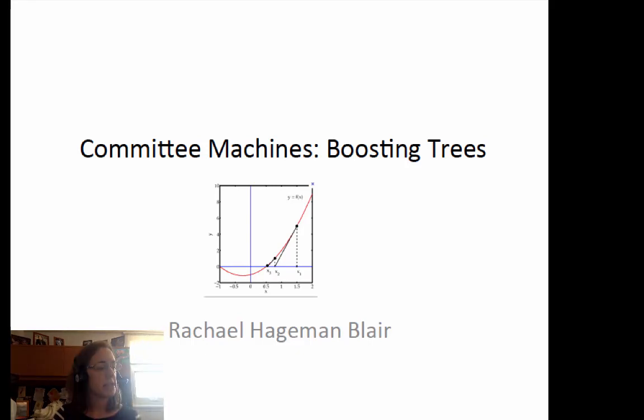Okay, so in this presentation, we're going to be discussing another type of committee machine, and it is boosting. In particular, we're going to focus on boosting trees, although boosting is a general strategy for strengthening a classifier. This topic is talked about in chapter 8 in the Introduction to Statistical Learning, but this presentation is going to follow chapter 10 in the Elements of Statistical Learning, which goes into a little bit more detail about the different methods.